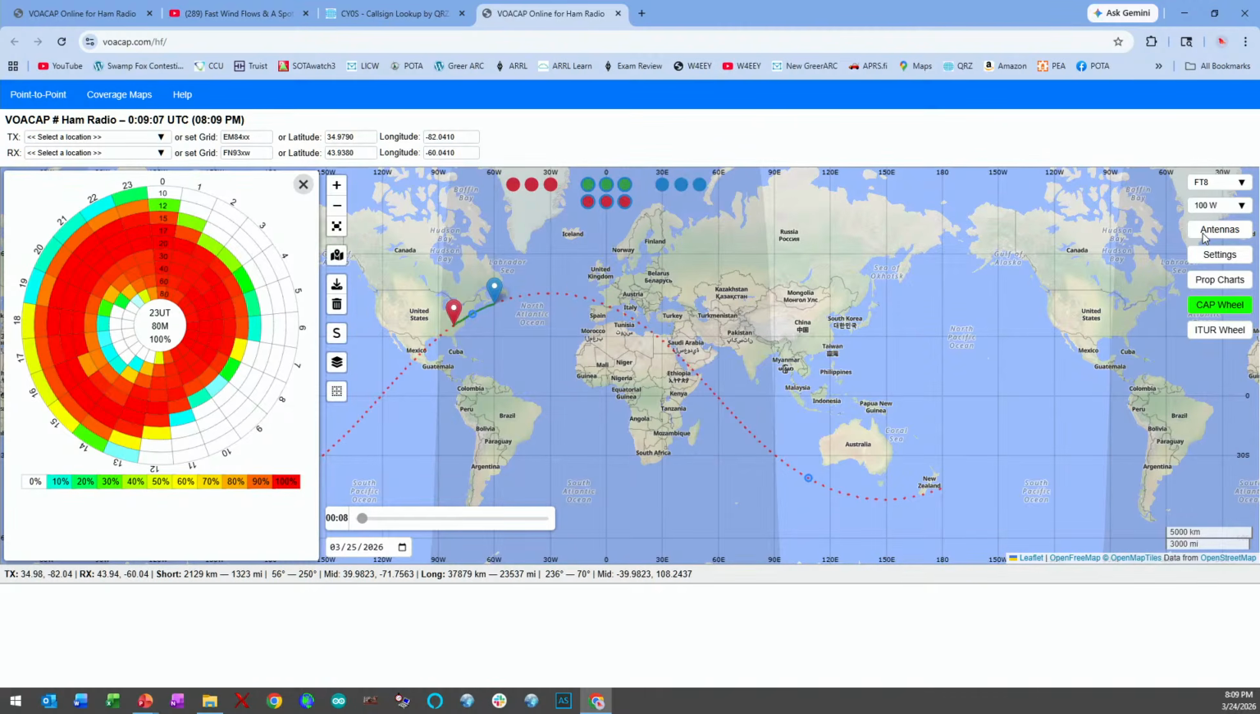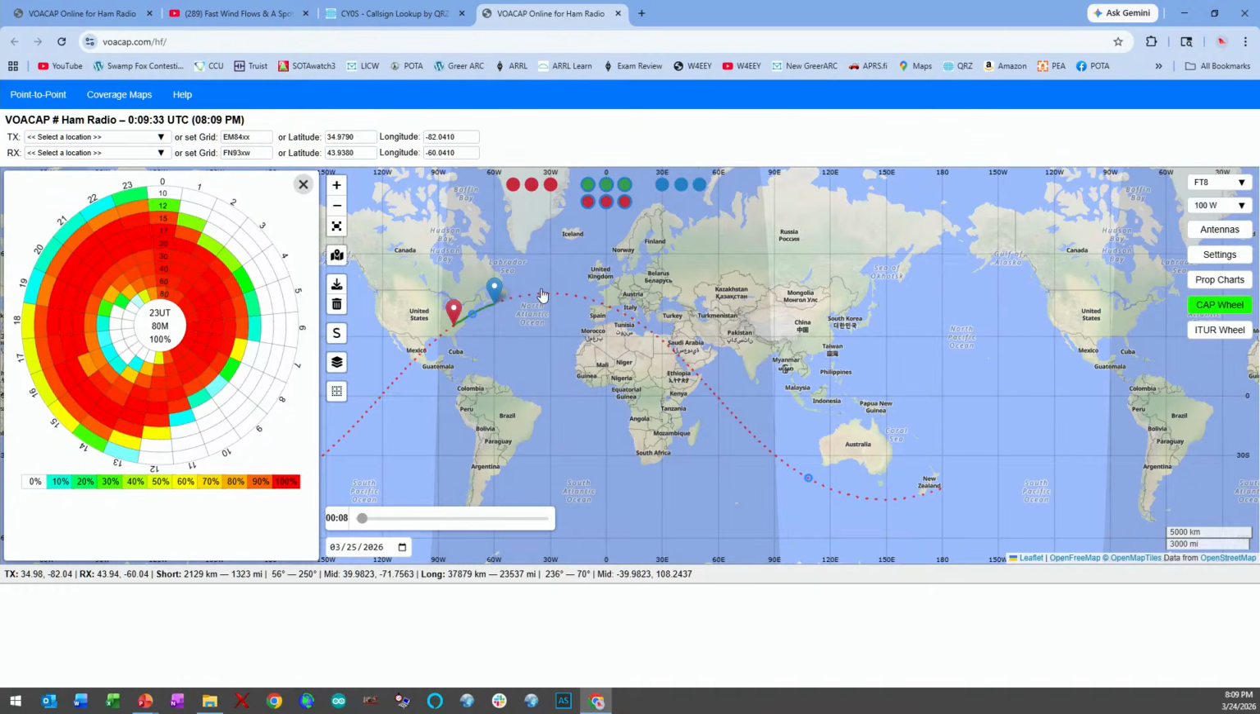And I'm going to make the assumption that I'm going to try to work them on FT8, and I'm going to be running 100 watts from my station at home. So what are the chances that I might be able to work them, and on what bands? So let me jump ahead to one other thing first. So here's me in South Carolina. Here's Sable Island, and here's the direct path.